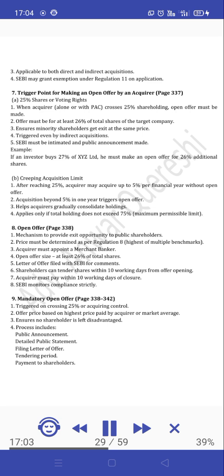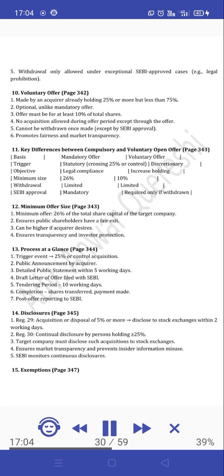3. Ensures no shareholder is left disadvantaged. 4. Process includes public announcement, detailed public statement, filing letter of offer, tendering period, payment to shareholders. 5. Withdrawal only allowed under exceptional SEBI-approved cases, e.g. legal prohibition.